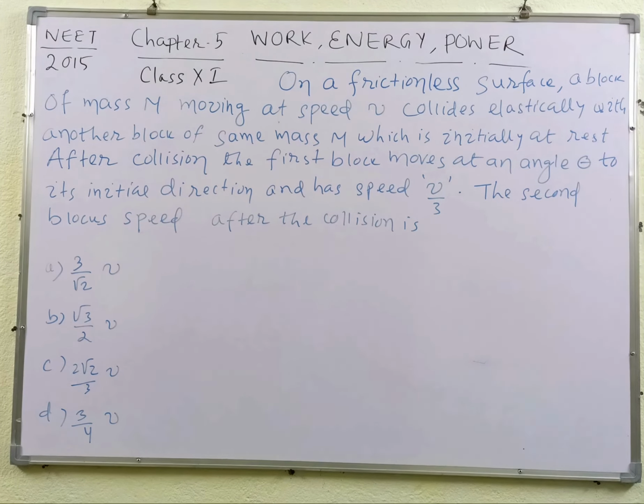Students, this question was asked in NEET 2015 from chapter 5 of class 11, the chapter on work, energy and power. On a frictionless surface, a block of mass m moving at speed v collides elastically with another block of the same mass m which is initially at rest. After the collision, the first block moves at an angle theta to its initial direction and has a speed v by 3. The second block's speed after the collision is how much, students? We have to find out.